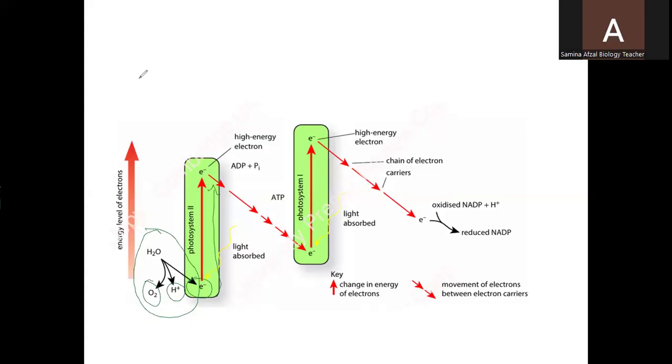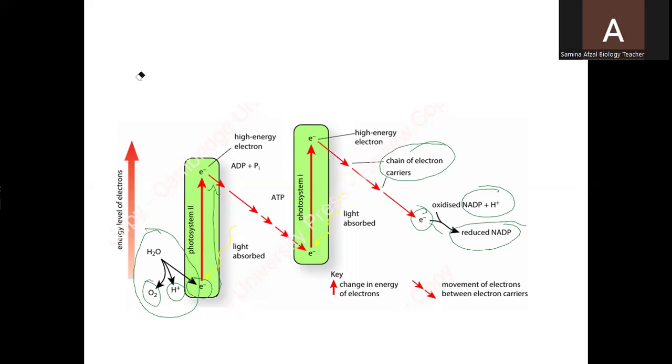So these electrons are used to move from a lower energy level to a higher energy level, and you can see ADP is changed into ATP. Then this electron, through many electron carriers, is moved to photosystem 1, where it gains energy and reaches a higher energy state. Then, due to many electron carriers, it is used to reduce NADP. So reduced NADP formation takes place.